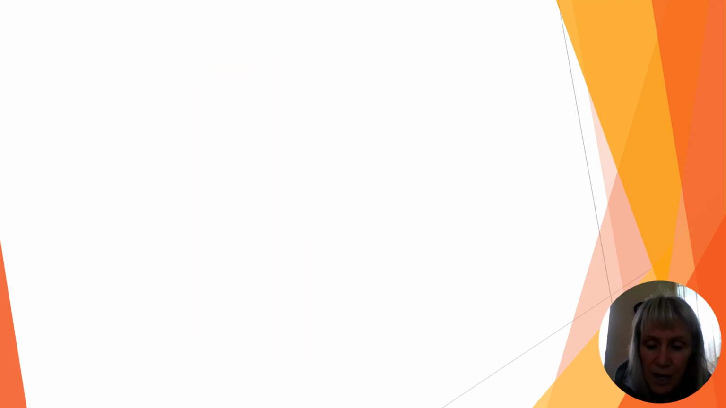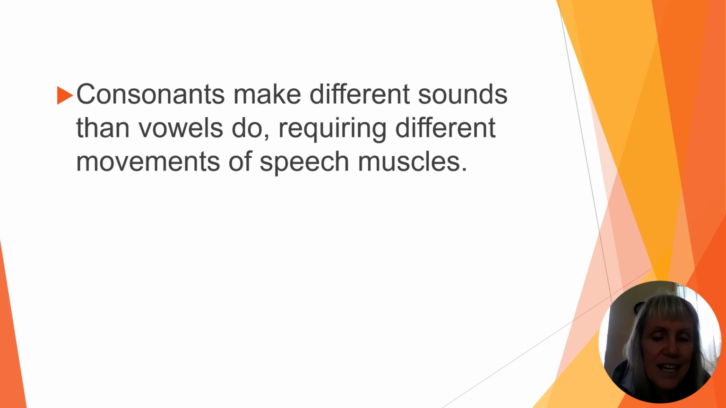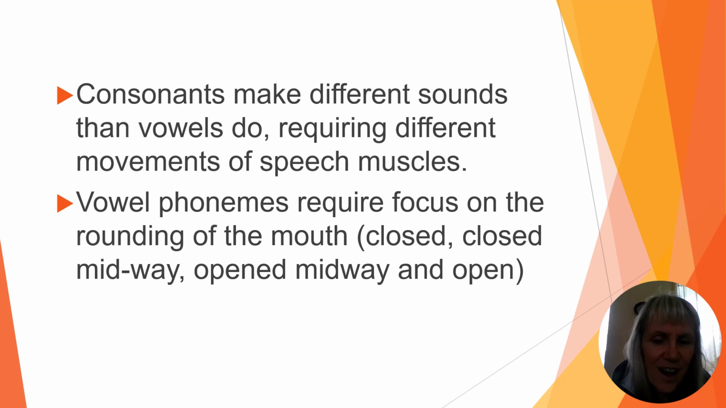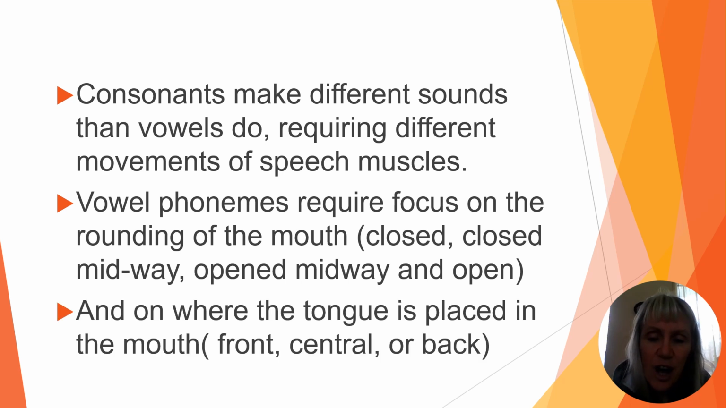So when we're talking about consonants, it's important to know that consonants make different sounds than vowels do. They require different movements of our speech muscles. We didn't discuss it a lot in the last presentation, but vowel phonemes require focus on the rounding of the mouth, whether or not the mouth is closed when we're saying a letter, closed midway, open midway, or open all the way. And it's also on where the tongue is placed in the mouth.